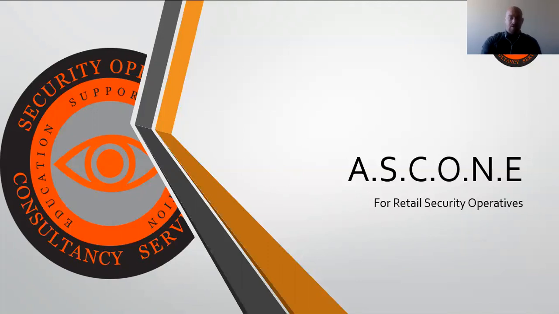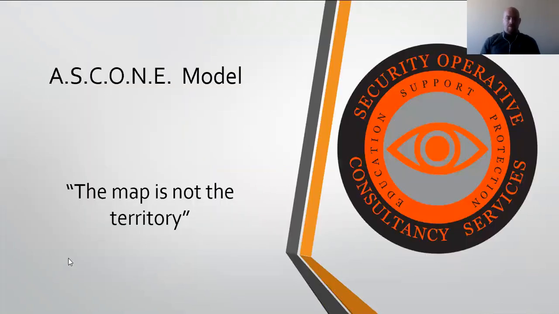So firstly, one of the first things that always springs to mind for me is the old Boy Scout saying, the map is not the territory. ASCONE is a model. It's not prescriptive, and it doesn't make decisions for you. It's a tool. A tool is not a solution. It gives you steps that you can follow, but it doesn't tell you what you should do, and that's important to know. So the map is not the territory. ASCONE is not on the ground with you. It doesn't replace good, sensible decision-making by security operatives on the ground. It can support that good, sensible decision-making, but it doesn't replace it.